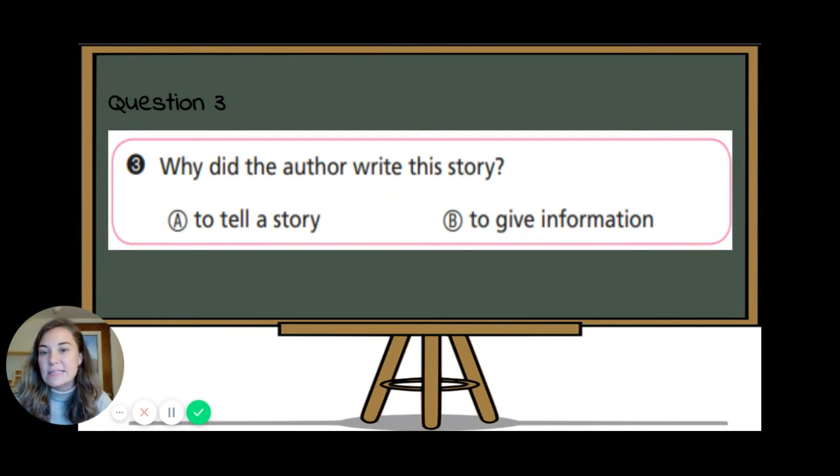Number 3, why did the author write this story? Why do you think the author wrote this story? A, to tell a story just for fun, or B, to give us information? A, to tell us a story maybe with characters and a setting and a plot, or did B, he tell us the story to give information? 5 seconds to think.